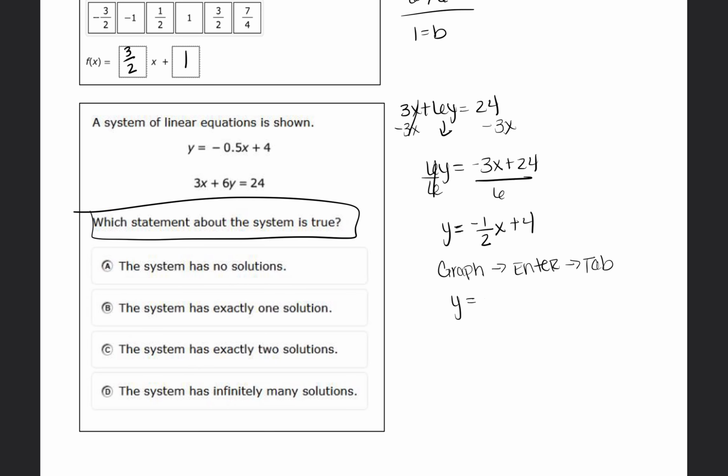Y equals, you put the second graph, negative 0.5x plus 4. Then you're going to click enter. When you do that, it's going to give you two graphs. If you can't see where they cross, then you need to zoom out. From there, you're going to go to menu. You analyze the graph.